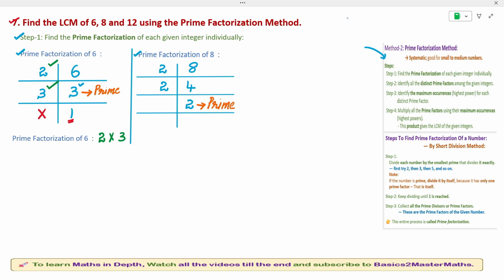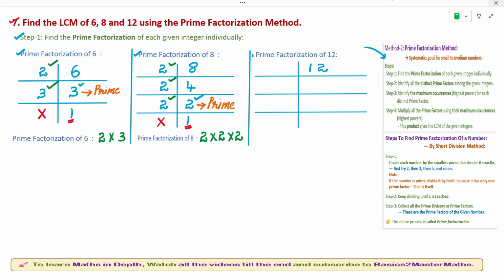Observe, 2 is a prime number. So, divide it by itself. Since 2 divides 2 exactly, we get 1. Stop here since 1 is reached. So, prime factorization of 8 is 2 multiplied by 2 multiplied by 2.